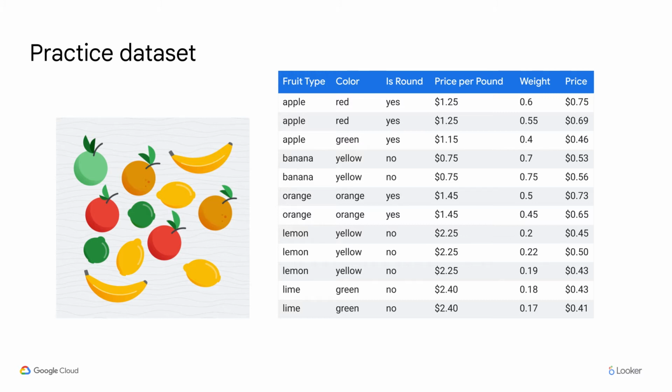Each piece of fruit is represented as a row in the table, with each column describing a different attribute or aspect of the fruit. Each fruit has a type and a color, either is or is not round, and has a price per pound, weight, and unit price. In Looker, all of these columns are dimensions.